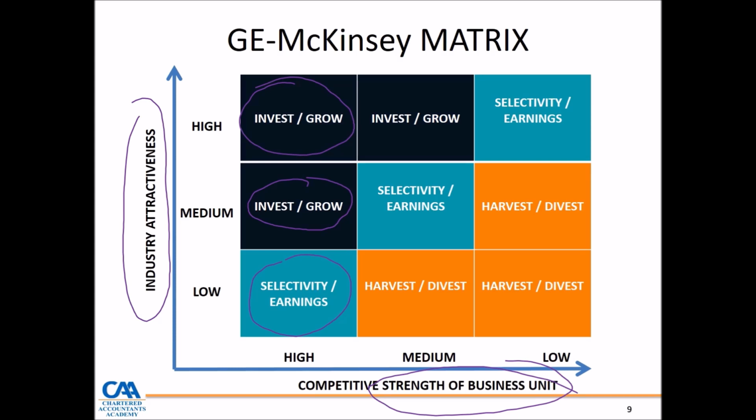I'll also look at the extreme end, where you've got a low business strength and low industry attractiveness. What is it telling you? Harvest or divest from that business. Because why? It's a dying business. Yourself as a business, you are not that good. The industry overall is also struggling. So it means you now need to pursue an exit strategy or harvest anything that you can get from that business.